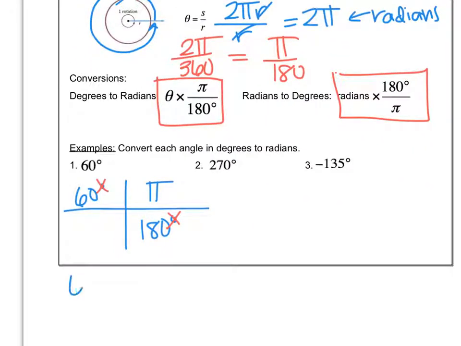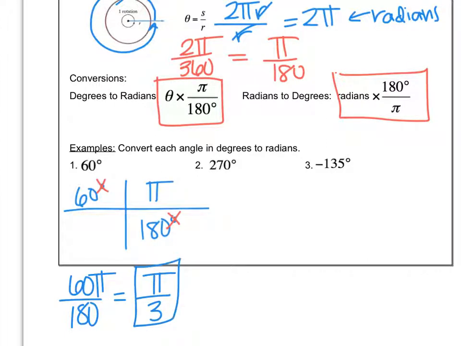So then we would get 60 pi over 180, and then you would just reduce that fraction. You can divide those both by 60. This is your radian measure, pi over 3. Let's try the next one.